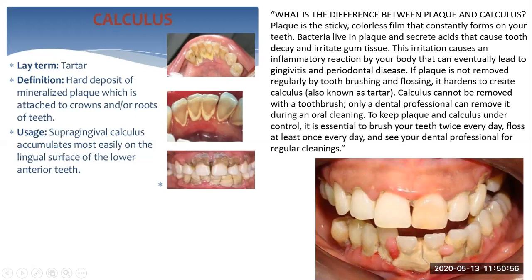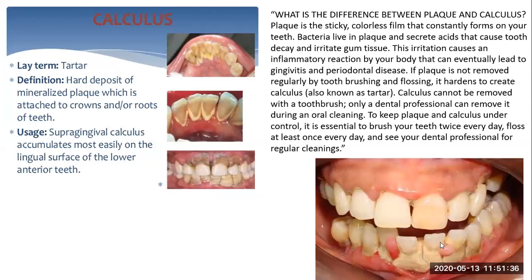This is calculus. Some people have calculus. You can see how it looks. You can see how thin the teeth are at the gum area. You can see this yellowish side, that is plaque and tartar. It has gotten stuck to the teeth. It has inflamed the gum. It's already causing damage to the gum. It's already attacking the teeth. The bacteria are working there.